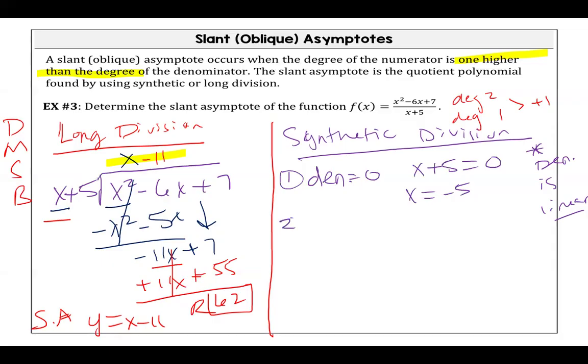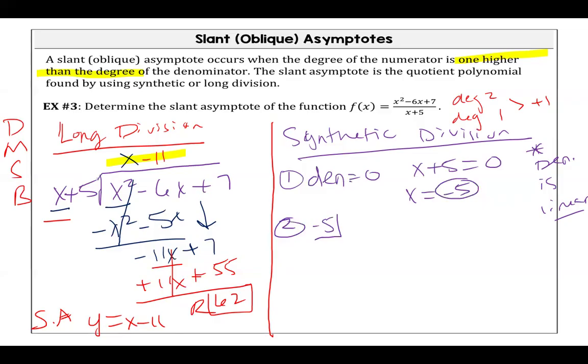Step 2 is our setup. For synthetic division, it is the reverse of this. There's no house. Your house is now just a little corner. It's a little upside down. And the value you got here is going to go on the outside. Okay. It's on the porch now.